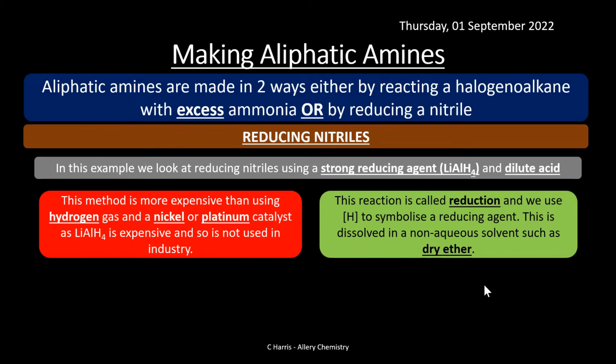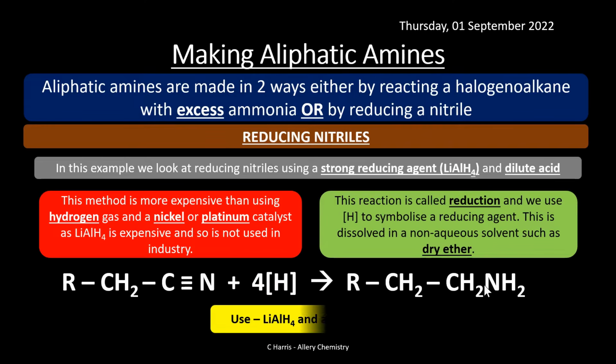Here we're going to use the square bracket H to symbolize your reducing agent, and this is dissolved in a non-aqueous solvent. This could be, for example, dry ether. So it's just another way of producing your primary amines. We're going to use a reducing agent instead. Like I say, this method isn't really used in industry. It is much more expensive than the other method that was shown before.